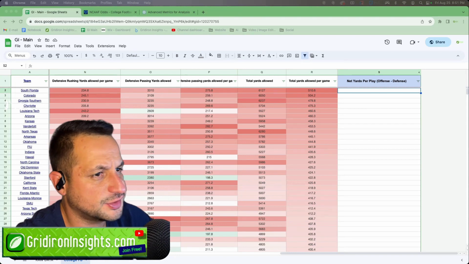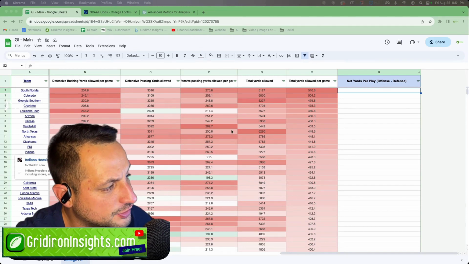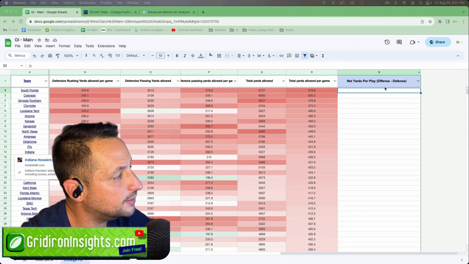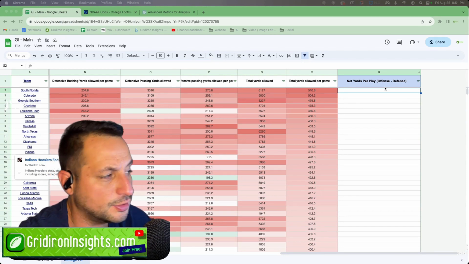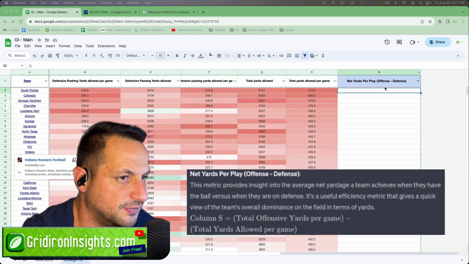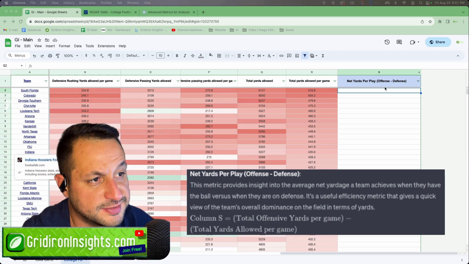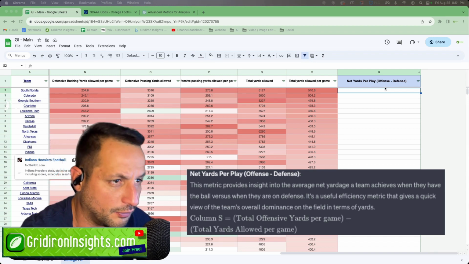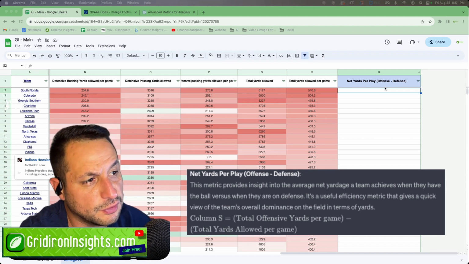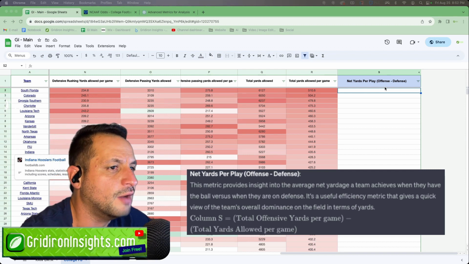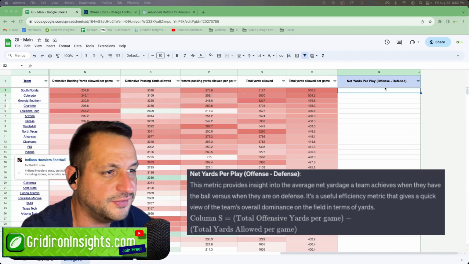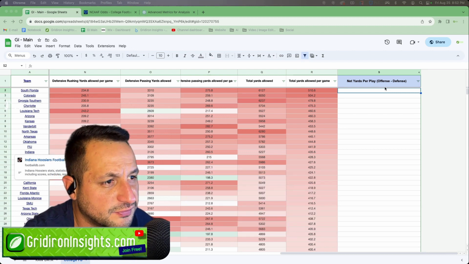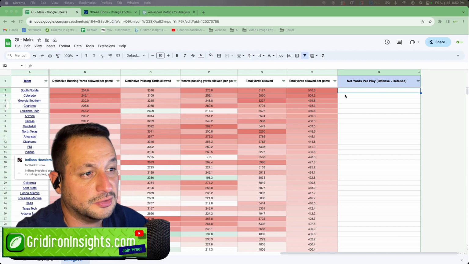So for deeper analysis, I want to start creating some of my own metrics to analyze with this sheet. The first one I'm going to create is a net yards per play. So it's basically measuring the offense against the defense. This metric is going to provide insight into the average net yards a team achieves when they have the ball versus when they're on defense. It's a useful efficiency metric that gives a quick view of the team's overall dominance on the field in terms of yards. It's basically the total offensive yards per game minus the total yards allowed per game.